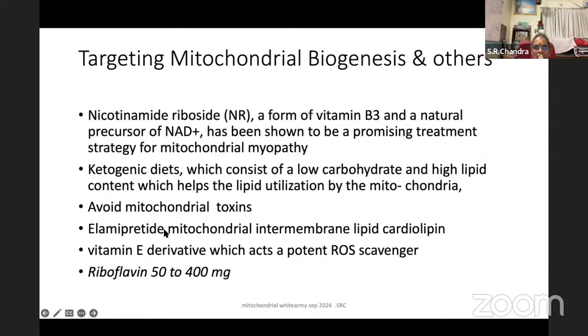Avoid mitochondrial toxins. That is sodium valproate, phenobarbital, lasers, antiviral agents, anti-HIV retroviral agents, statins. Then elamipretide, a mitochondrial intermediate lipid cardiolipin. That is also not available in our country. And vitamin E derivative acts as a potent reactive oxygen species scavenger. Riboflavin, high dose riboflavin.